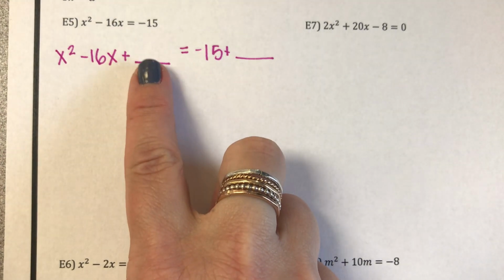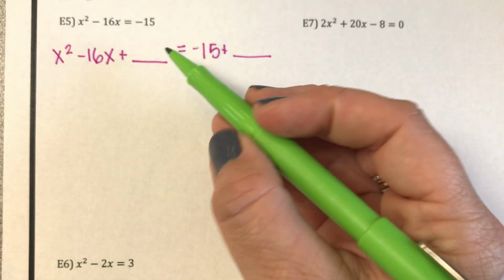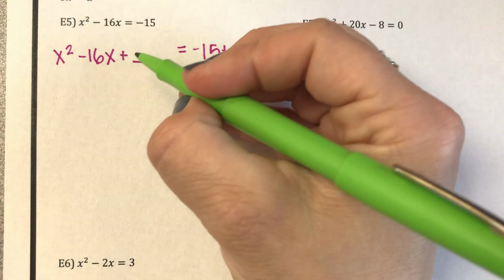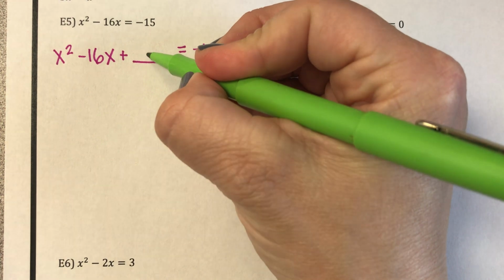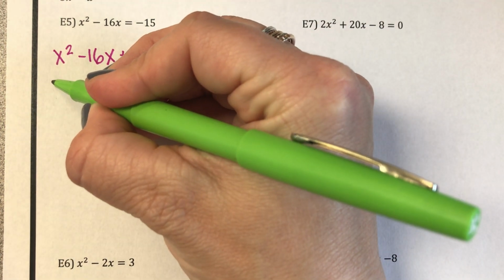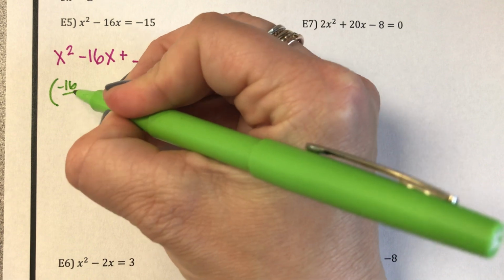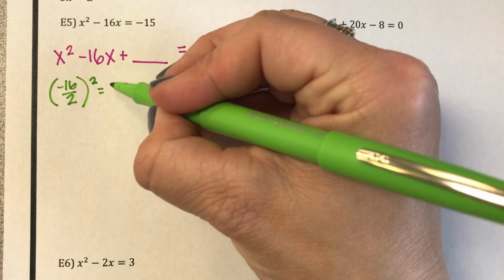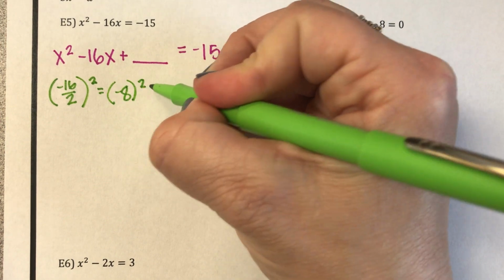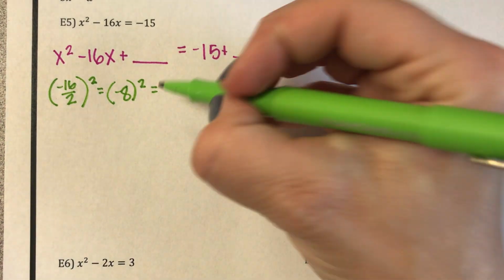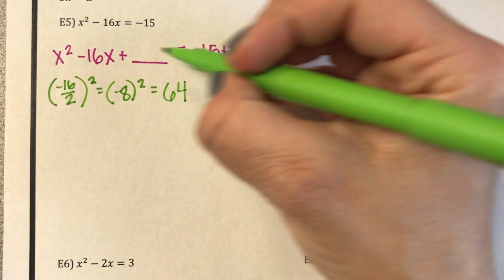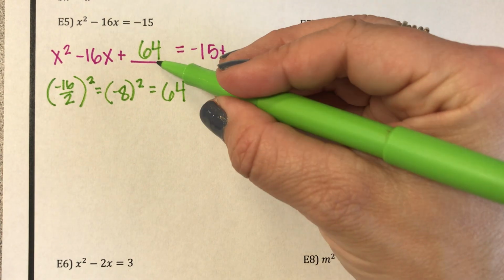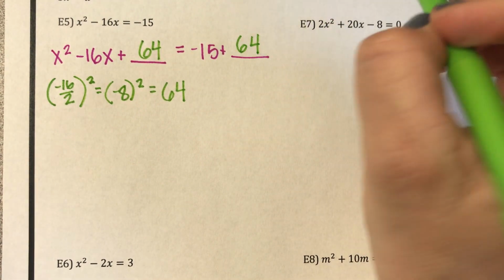So what we need to know is, what's going to go in here? Well, that's what we just figured out, right? That's going to be completing the square. So to figure out what goes in this blank, we do b over 2 squared. So negative 16 over 2 is negative 8, and then we're squaring it. Negative 8 times negative 8 is positive 64. So that's what I'm filling in over here. And if I do that on the left, I have to add 64 on the right.